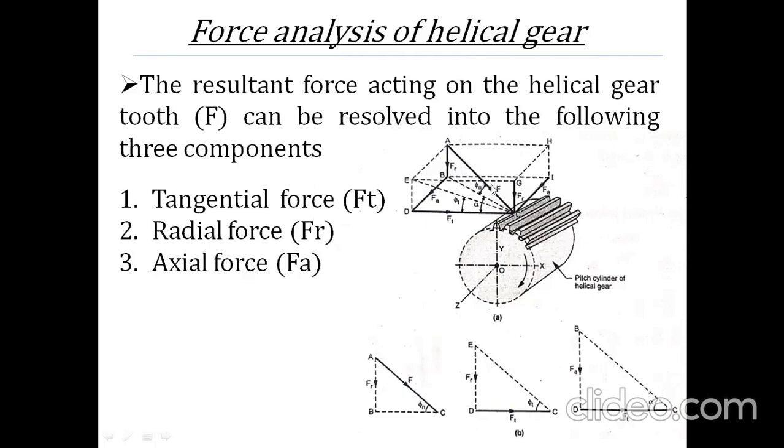This resultant force can be resolved into three components. One force is the tangential force, denoted by Ft, F suffix T, which is acting on point C. Second one is a radial force, Fr, F suffix R. And third one is an axial force, capital F suffix A, towards the axis. These three forces act on point C, and these are the components of the resultant force F. If you plot on a cube, you can see these three forces are mutually perpendicular to each other.